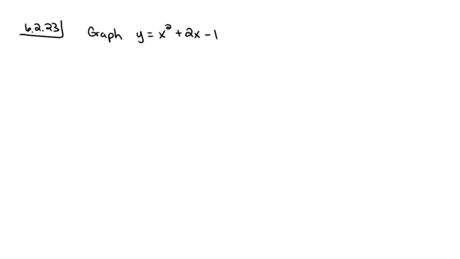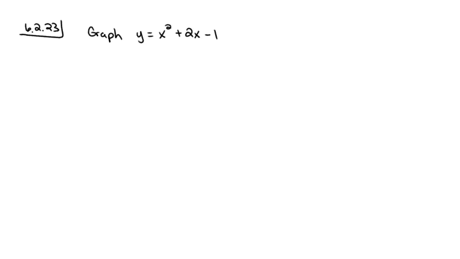Okay, by request, this is section 6.2, number 23. Graph the following equation, y equals x squared plus 2x minus 1. It also asks in this problem to find the intercepts and the vertex. I'm going to go ahead and graph using my method, even though finding the x-intercepts will require me to not use my method. I'm still going to use my method to at least begin this.